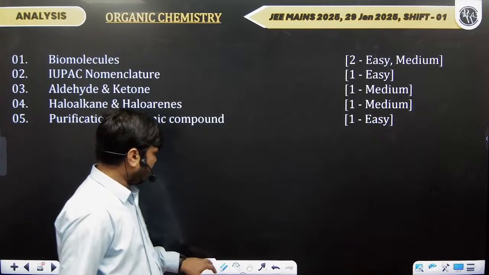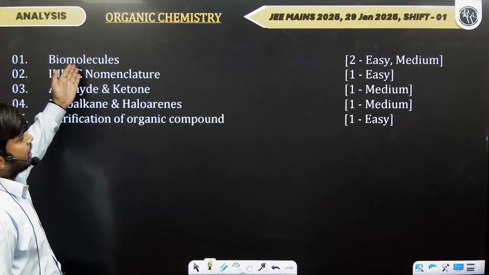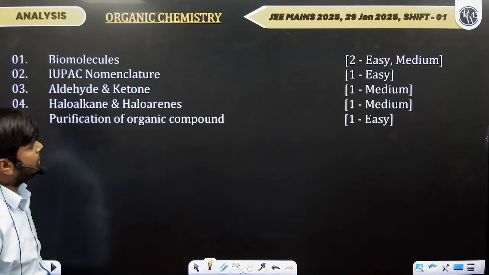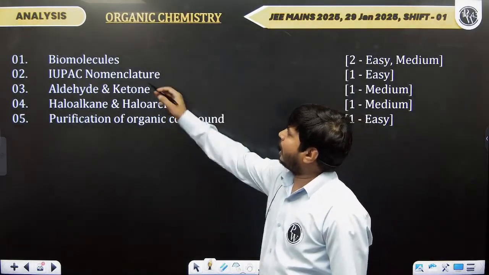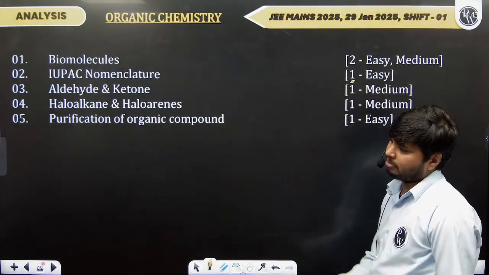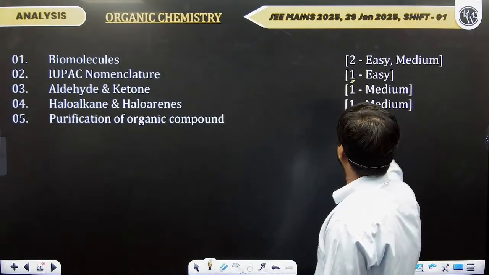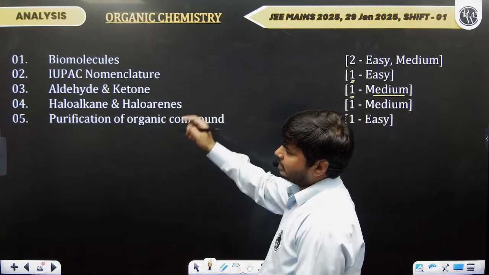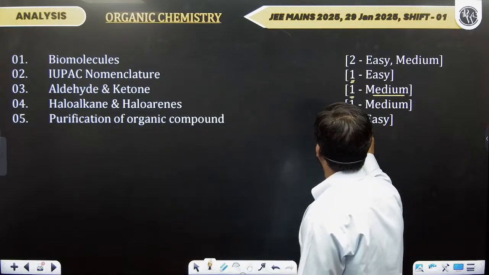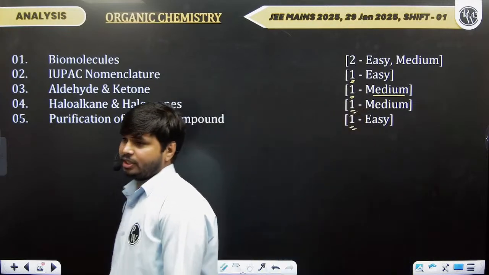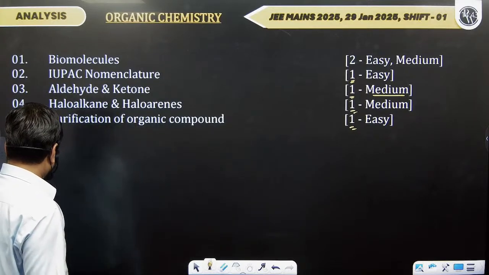Okay, next. So these were the questions. You can clearly see, 2 questions came from the biomolecules. They were easy to medium level. IUPAC nomenclature, we got 1 question, very easy, sigma and pi calculation. Aldehydes and ketones, yes, medium level question. Haloalkanes and haloarenes, SNAr reaction, medium level question. And purification of organic compounds, we have just 1 easy question. Okay, now let's discuss the inorganic part.